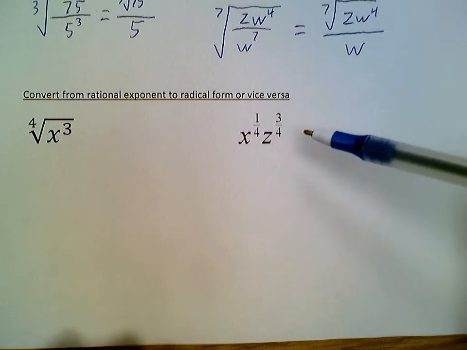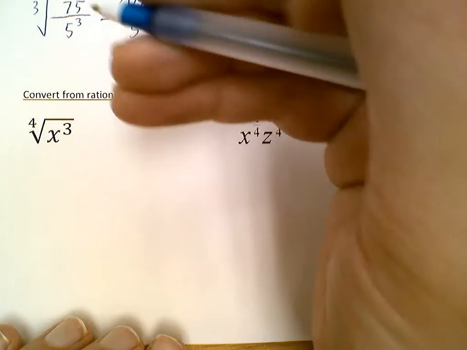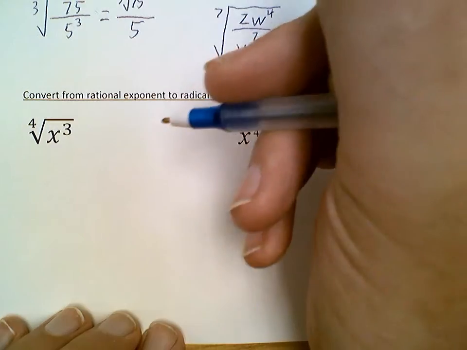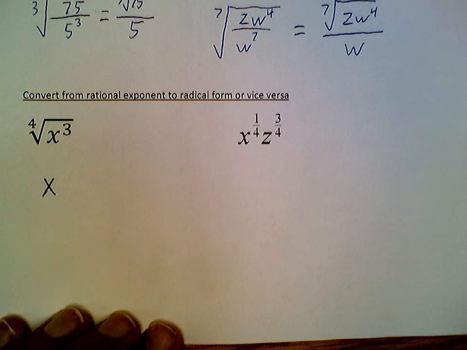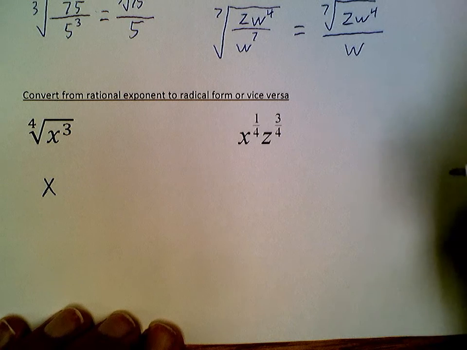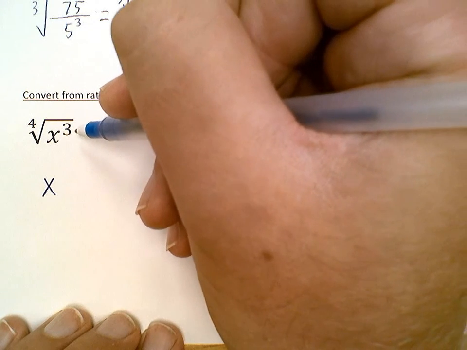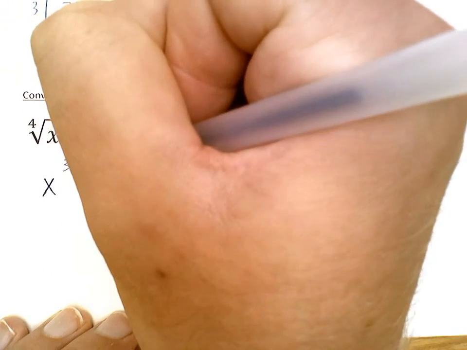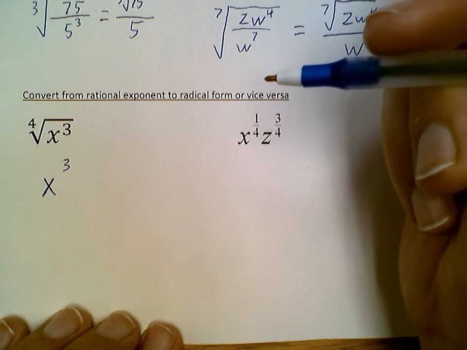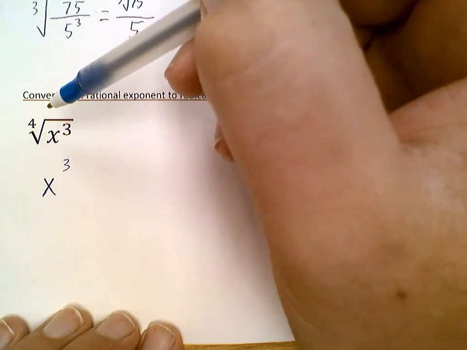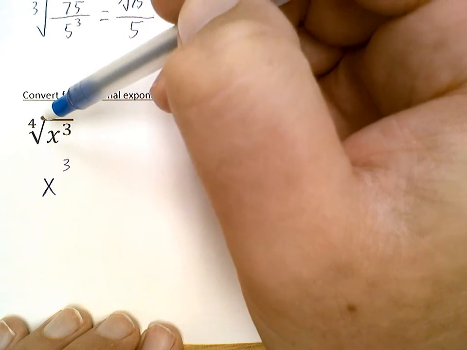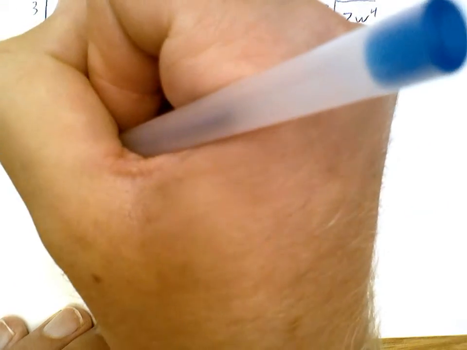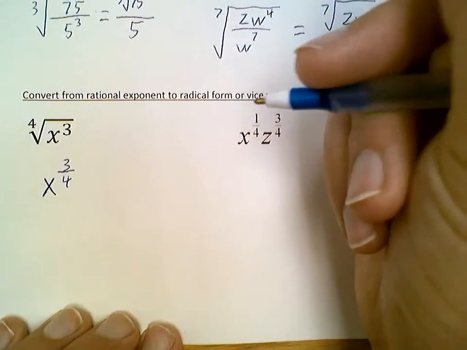So in terms of rational exponents, when you have an exponent that's a fraction, the numerator is the power that the radical is being taken to. So this is x cubed, the fourth root of x cubed. So the numerator of my fraction is going to be 3. And then the denominator of the rational exponent is the root that is being taken. So it's the fourth root, so this actually just becomes x to the 3/4 power.